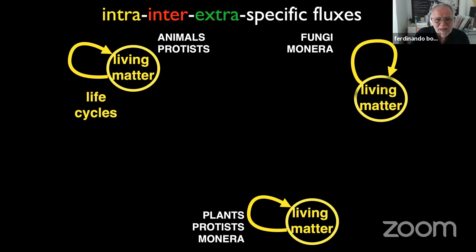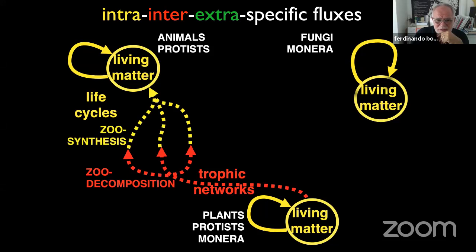We have the life cycles that allow the persistence of every species. This is an interspecific flux. So from one species, matter flows to another species. What we do when we eat something, we decompose it in our gut with the aid of bacteria. And then, since we are what we eat, the synthesis of this matter becomes us, at least in part. The rest is for metabolism.